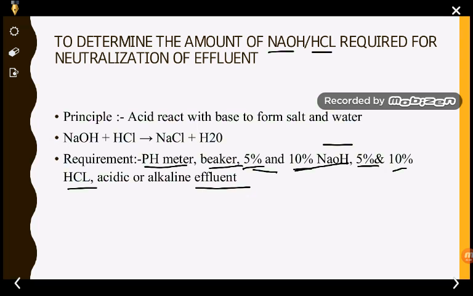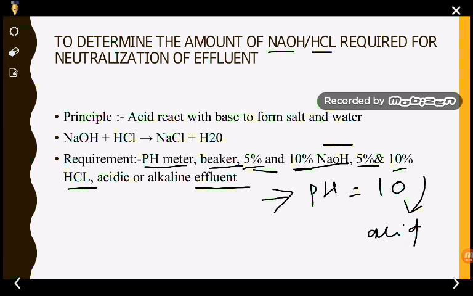So first we have to check the acidity or basicity of the given effluent, and then we have to perform the practical. First, we check the initial pH. Consider the initial pH is 10. That means we have to add the acid. So after finding out the initial pH of the given effluent, we have to take the decision: either we have to add acid or we have to add base.